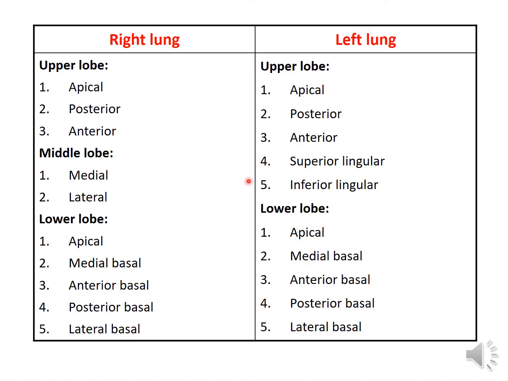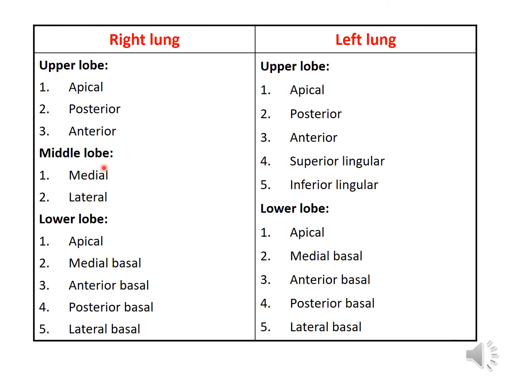Here you can see the list of bronchopulmonary segments in the right lung and also in the left lung. On the right lung, the upper lobe consists of 3 segments. You need to remember the names. What are those? Apical segment, posterior segment and anterior segment. They are named based on their positions. I will show you in the next slide.